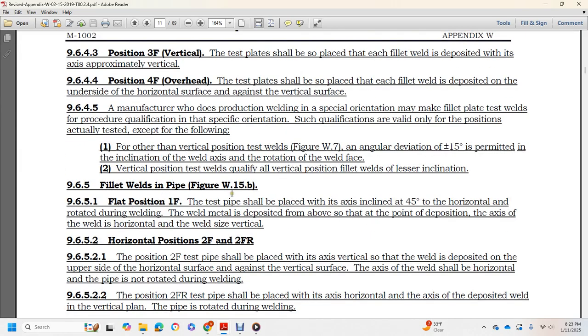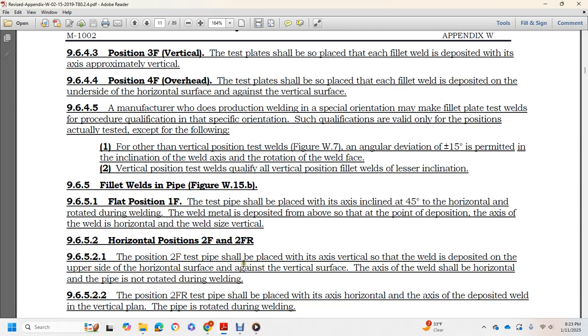Fillet welds in pipe, Figure W15B. Flat position 1F: the test pipe should be placed with the axis inclined 45 degrees to the horizontal and rotated during welding. Weld metal is deposited from above at the point where the axis of the weld is horizontal and the weld face is vertical.